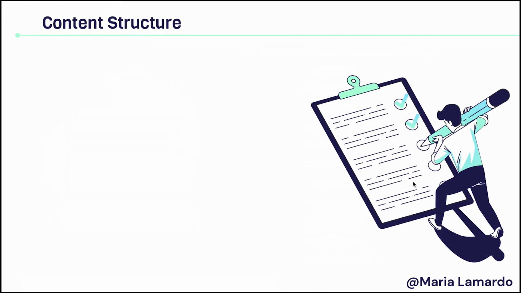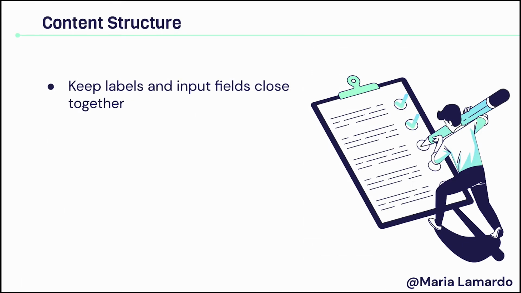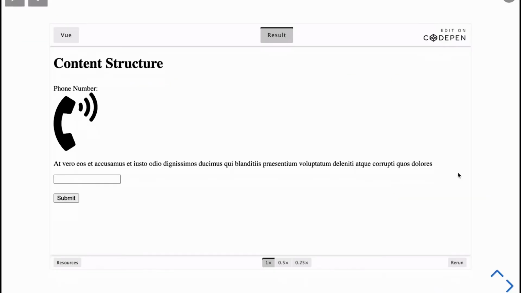It's very important to keep the labels close to the input fields. Let's take a look at an example where this is a problem. In this next example, you can see that there's a form with an input field and a phone number. We can see that there's a label to this input, but it's way up here.